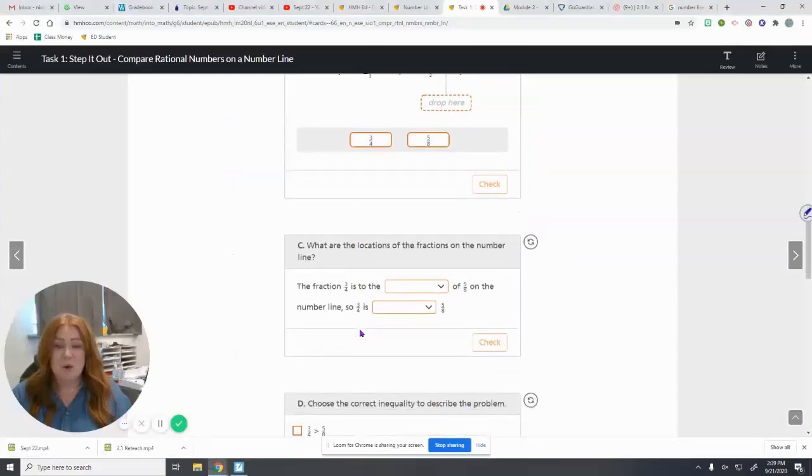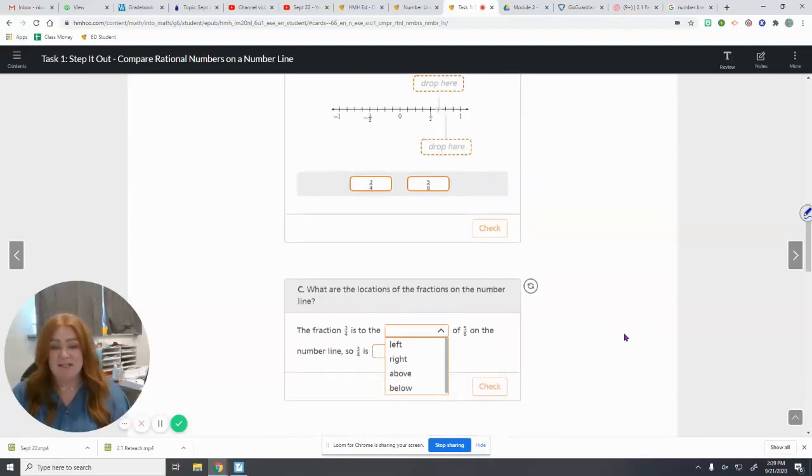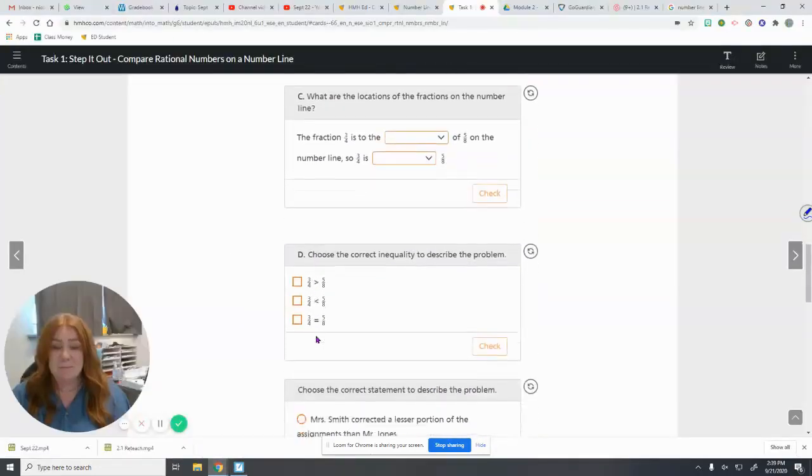And then it wants to know, where are they on the number line? The fraction 3/4 is to the, is it right, left, above, below? We were using a horizontal one. So think about whether 3/4 is to the left or right of 5/8 on a number line, and whether 3/4 is bigger or smaller. If you need help, you can rewind the video and look at this problem here to help answer that.